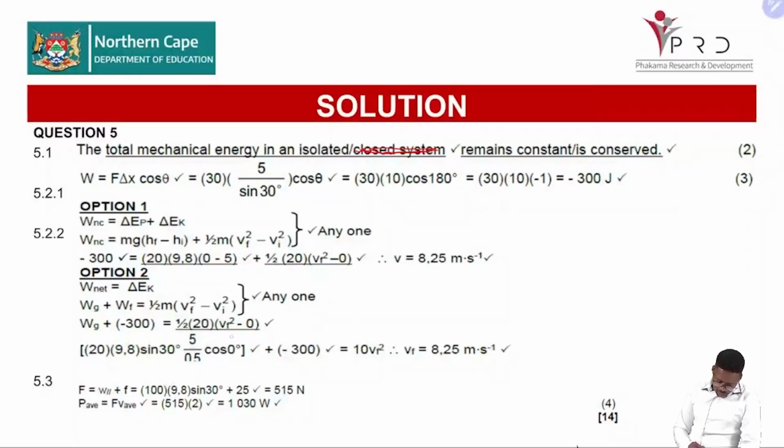Our mass is 20. And we want the final velocity squared minus initial, because initially at the top it was at rest. So the initial velocity is 0. And then the work done by gravitational force is 20 multiplied by 9,8 sine 30 with a displacement of 5 over 0,5 cos 0, minus 300, is equal to 10 vf squared. Then we solve for vf squared. We are going to get our final velocity, which is 8.25 meters per second.